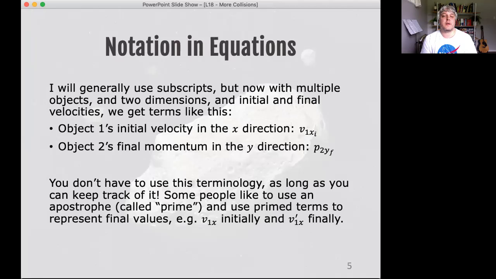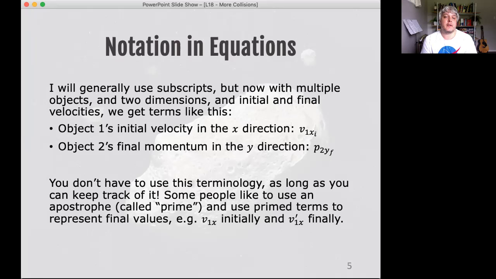I will tend to stick with subscripts, but because we've now got multiple objects in multiple dimensions with initial and final velocities and momentum and so on, we end up with things like v sub 1 sub x sub i. Right? So a v with a little 1, a little x, and a little i all next to it. And that can get quite messy. If you're doing it by hand, it can especially get messy. So feel free to come up with other formats. One that is quite common is to use a prime, which is just like a little apostrophe, to mean final.